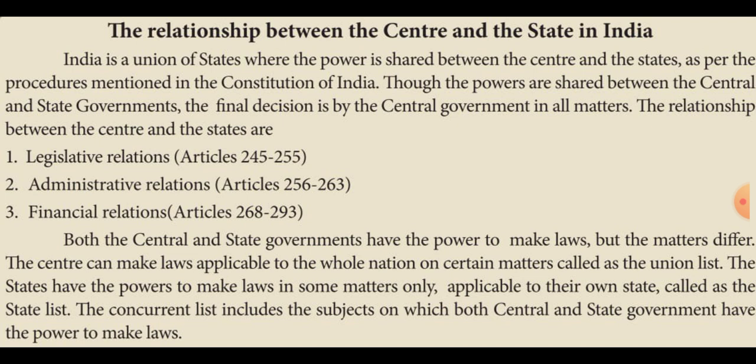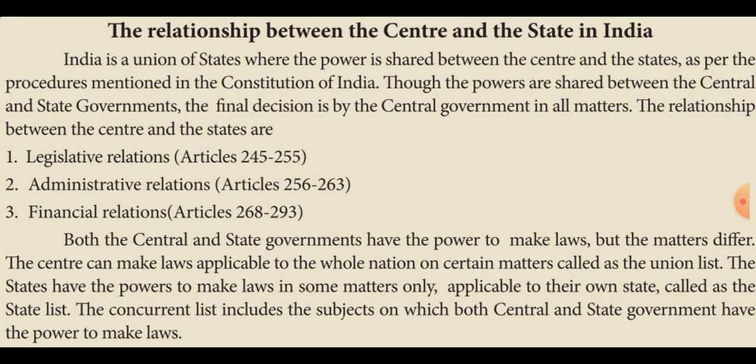The laws made by the state government fall under the state list. There are two types of list, the state list and the concurrent list. State list means only the state governments make the laws, but the concurrent list includes both the central and the state governments having the power to make laws. These are the relationships between the center and the state: legislative, administrative, and financial relations.